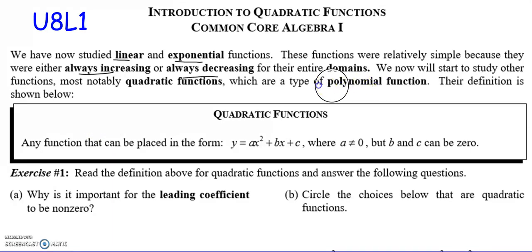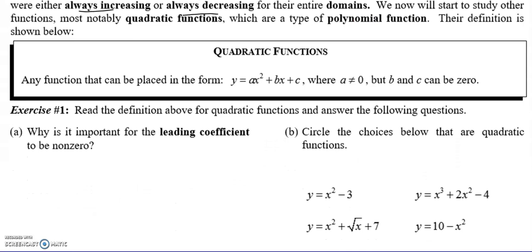Quadratics also deal with some type of polynomial. So polynomials will be the type of function for quadratics. Here is the formula for quadratics: y equals ax squared plus bx plus c, where the a, b, and c are going to be some type of number, and hopefully you recognize this as a trinomial. And the a cannot be 0. So this cannot be 0, b and c can.